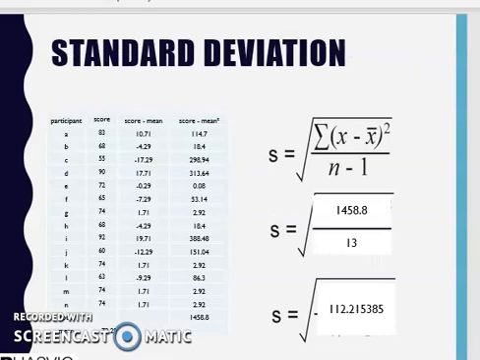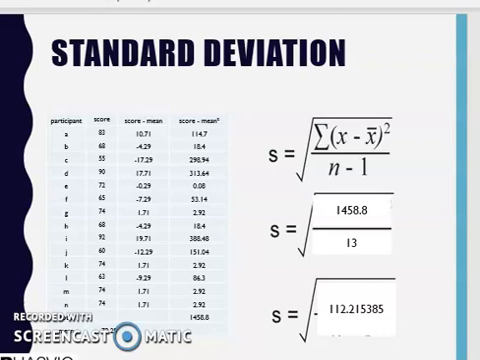Standard deviation. In statistics, standard deviation is a measure of the amount of variation or distribution in a set of values. A low standard deviation indicates the values tend to be close to the mean of the set, while a higher standard deviation indicates that the values are spread out over a wide range.